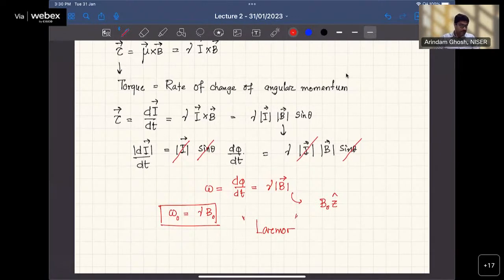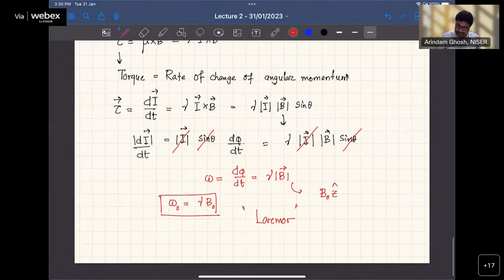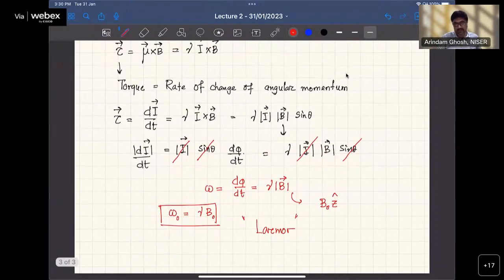So we have slowly got to the Larmor precession, and Joseph Larmor was the person after whom this Larmor precession is named. But now this is the magnitude: omega 0 is equal to gamma B0, where B0 is the magnitude of the magnetic field. What is the direction?